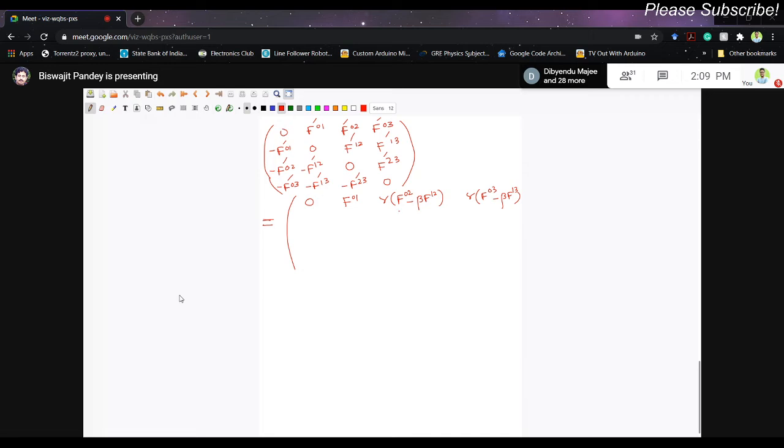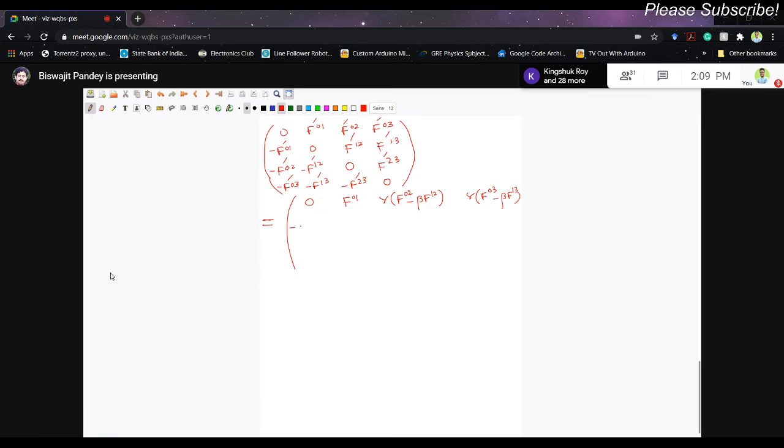Can you recognize these things? You see, gamma times something minus beta into something, gamma times something minus beta into something. This remains, even without doing anything, you can guess, right? You see, this is unchanged, right? This could be the x component of electric field, this could be the y component of electric field, this could be the z component of electric field. Again, anyway, we will compare.